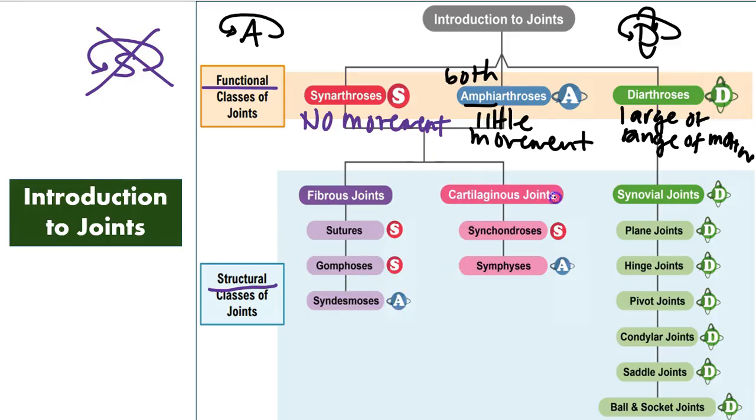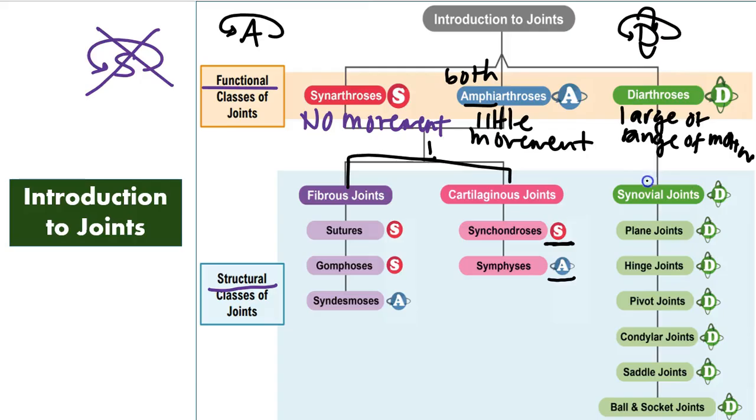And then we have cartilaginous joints, which include synchondroses. Again, it has an S next to it, which means it's a synarthrosis function. That means it should have no movement, whereas the symphyses are going to have a little movement because they have an A next to them. And as you can see, we connect both the S and the A because fibrous joints and cartilaginous joints can have both depending on the type.